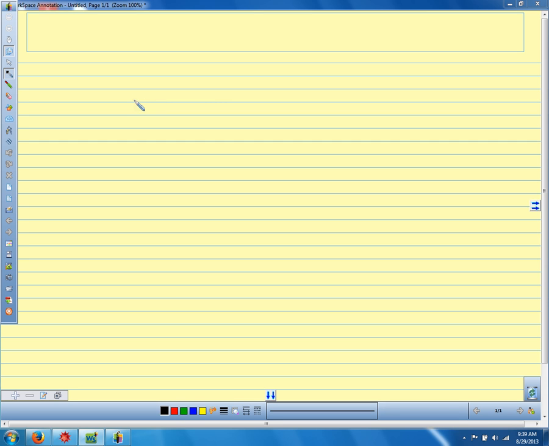So we're in section, for us, this is section 1.5. So we're combining functions.